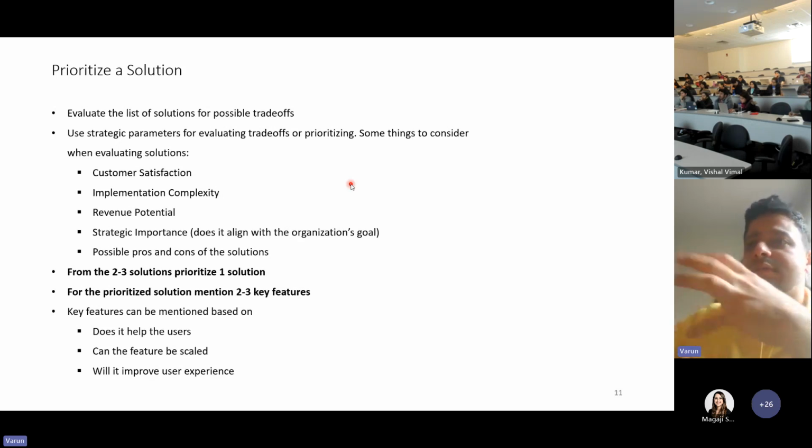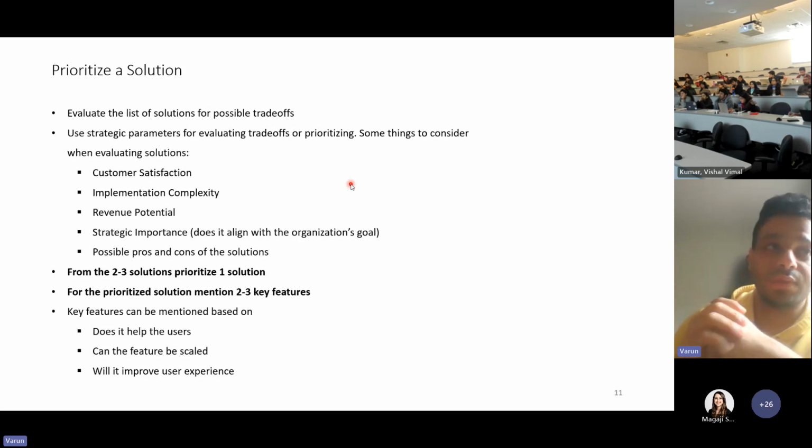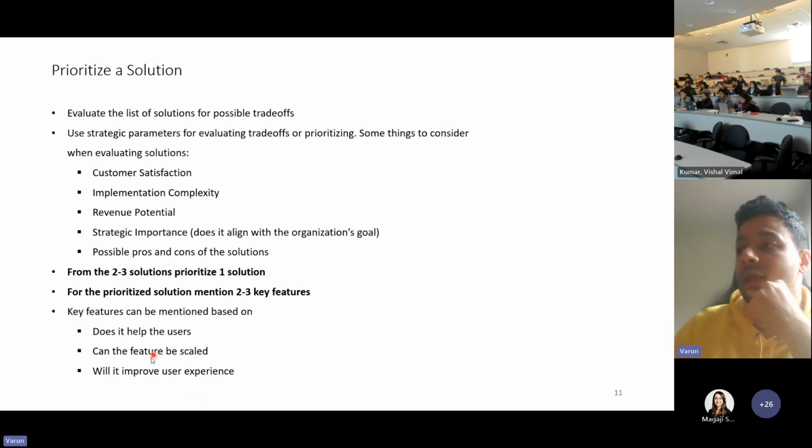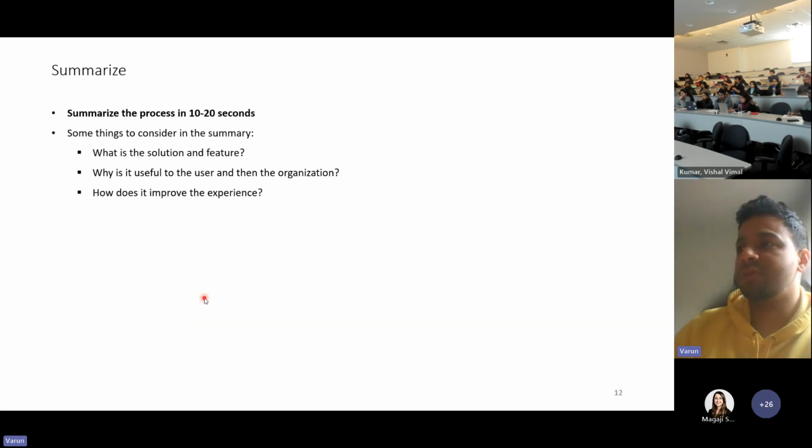That's one feature. Or entering credit card details to make the payment, that's another feature. Mention 2 to 3 key important features which will actually help the user and which can be scaled while improving the experience. So this is very important as well. And then once you've prioritized the solutions and mentioned the features, just check in with the interviewer if everything is okay.